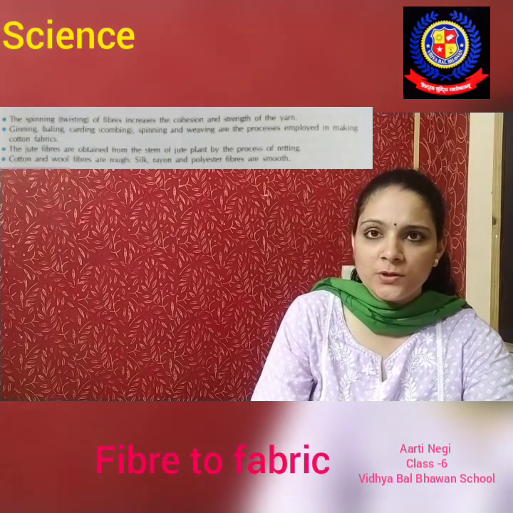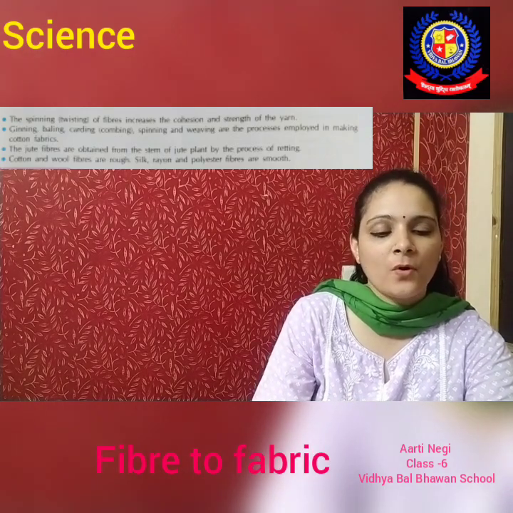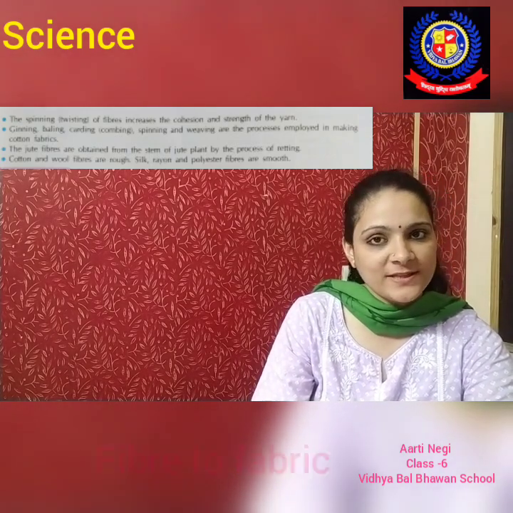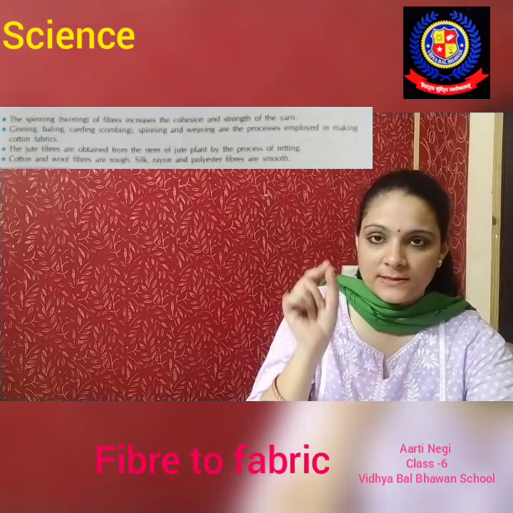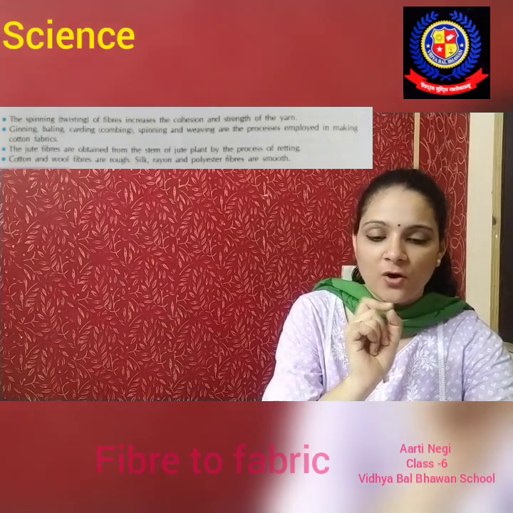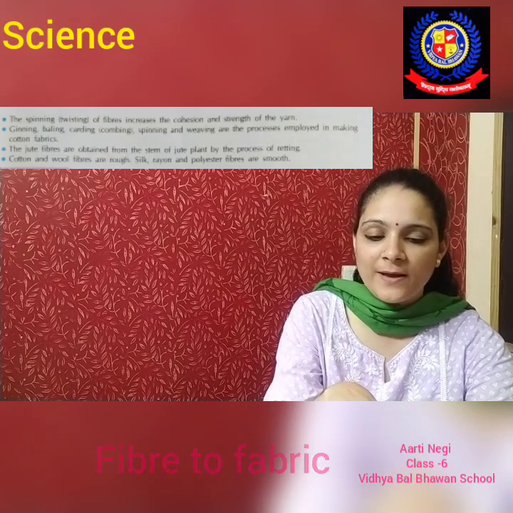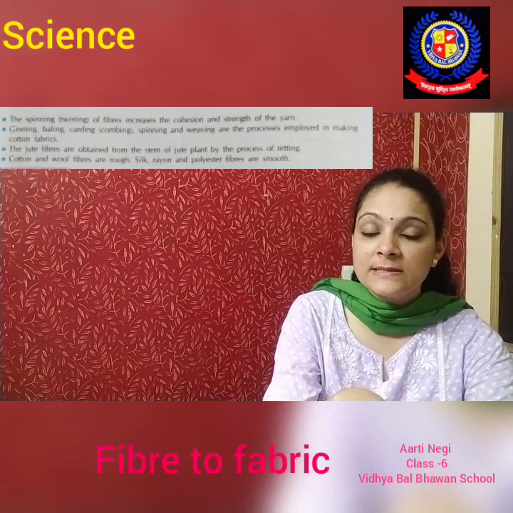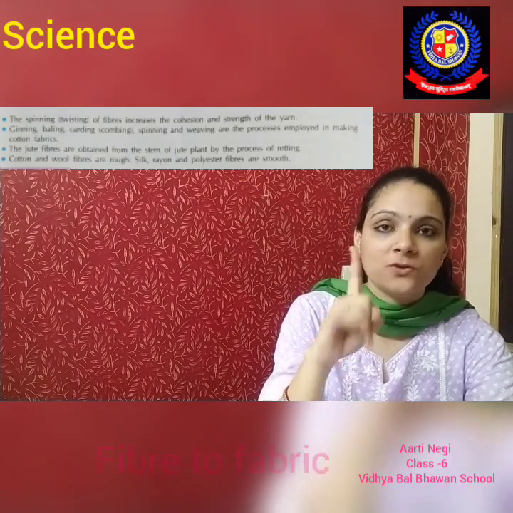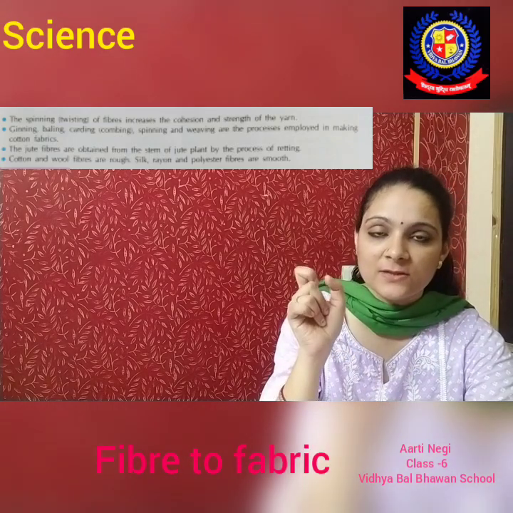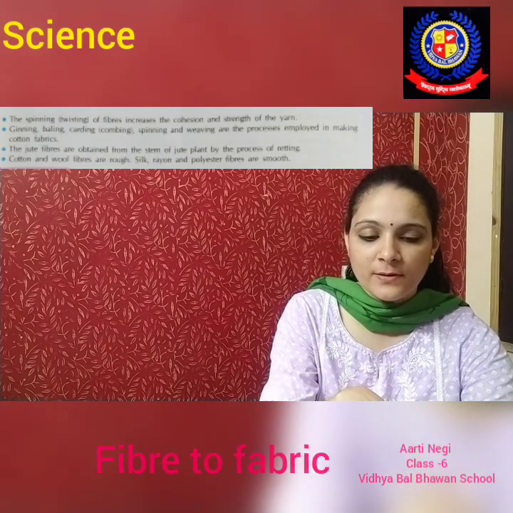Next is the jute fiber is obtained from the stem of the jute plant by the process of retting. It is a very important topic. Just underline this with a highlighter, or you can use your pencil or pen. The jute fiber is obtained from the stem of the plant, so do remember this, by the process of retting, and this process is called retting of jute.